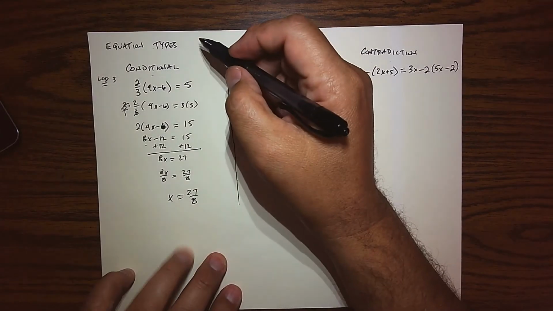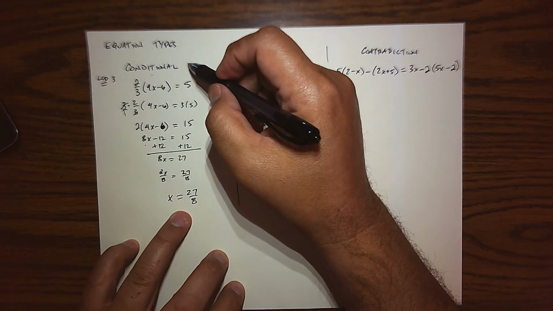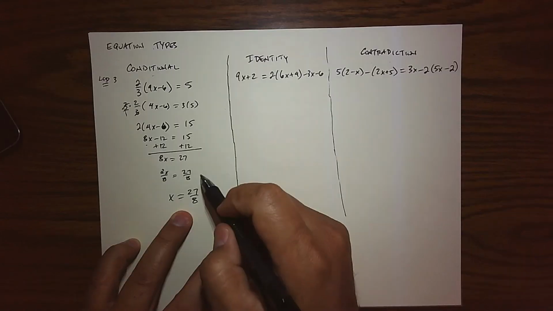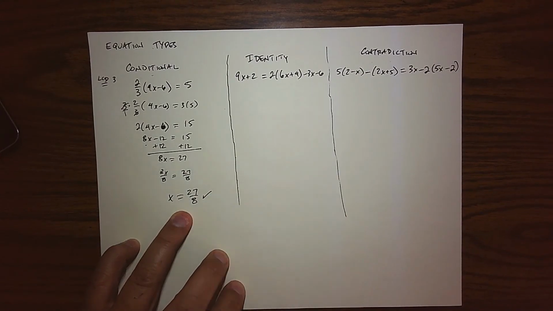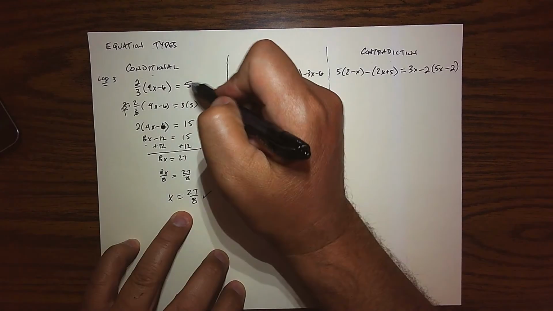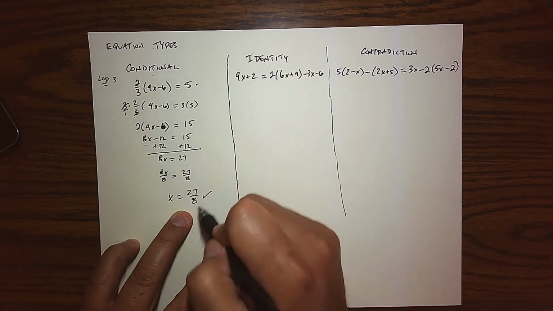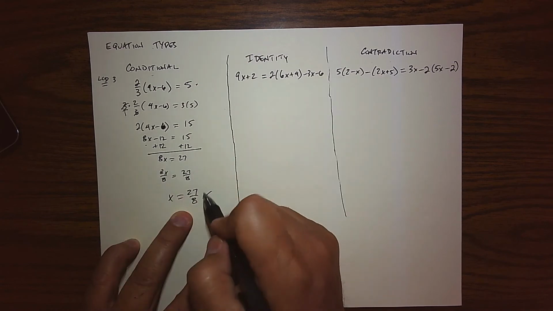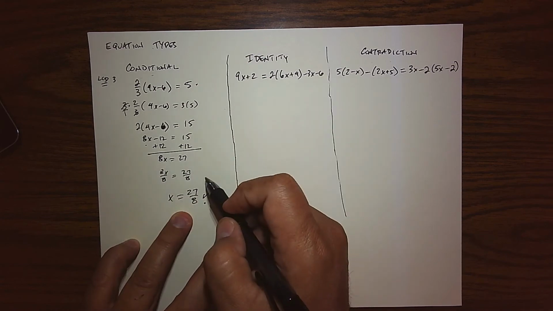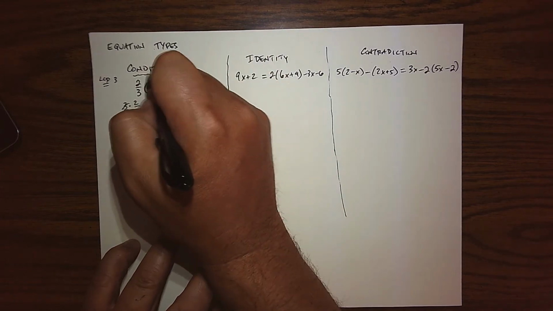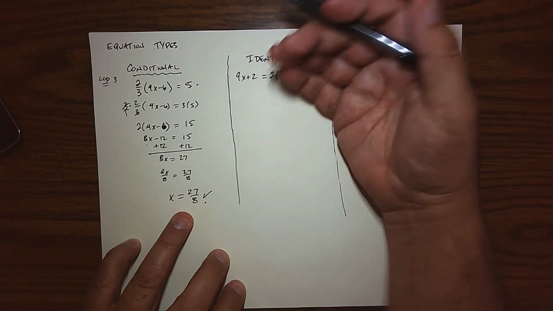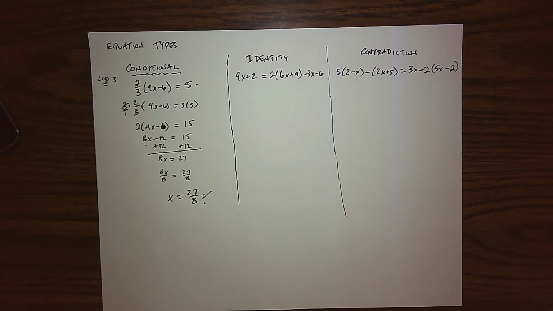And this is why we call this type of equation conditional, because the truth of it, the only value of all the real numbers that works, is x equals 27 over 8. So the truth of this equation depends on the condition that x is equal to 27 over 8. If you don't satisfy that condition, nothing else works. It's the only one that makes the statement true. So these types of equations are called conditional because their truth depends on a particular situation being met. In this case, x is 27 over 8.